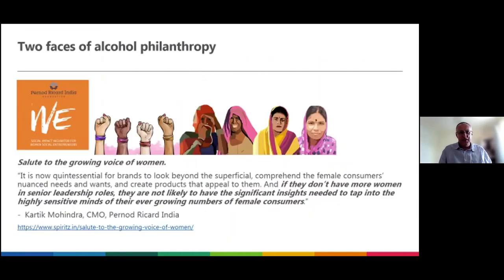And it's a nice way of demonstrating what we might term the two faces of alcohol philanthropy. On the one hand, you've got the publicly appealing face of appealing to development and women and philanthropic initiatives. But it doesn't take much probing to see how this fits with the bottom line. And it's very clear from Pernod Ricard's statements in more investor-oriented contexts that the appeal to women is driven by the need and the commercial opportunity to increase sales of their products to women in key emerging markets. So in this context, proclaimed progress around including women in senior leadership roles is very clearly driven by the commercial need to tap into the highly sensitive minds of their ever-growing number of female consumers.